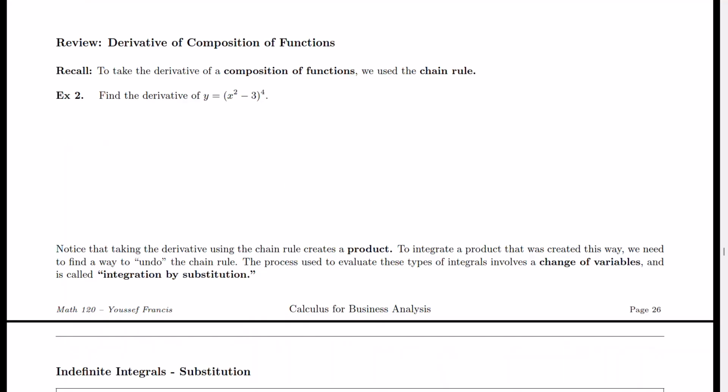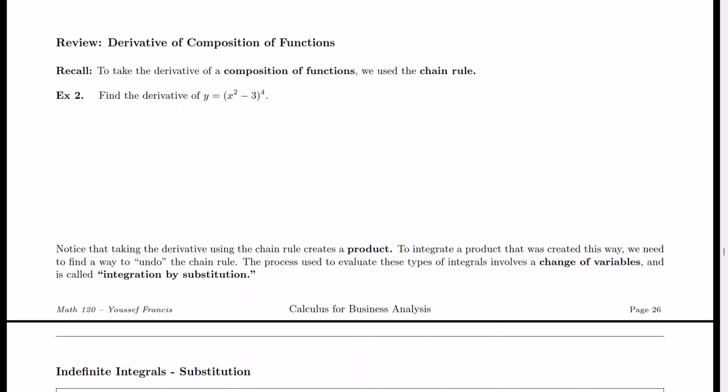Now let's also review how to find the derivative of a composition of functions and see how it relates to what we're learning in this section, which is integration by substitution. So in example number 2, we're told to find the derivative of y equal to the quantity x squared minus 3 all raised to the power of 4. So obviously this is a composition of functions because there's the x squared minus 3 function on the inside, and it's all raised to a power function, which is the power 4.